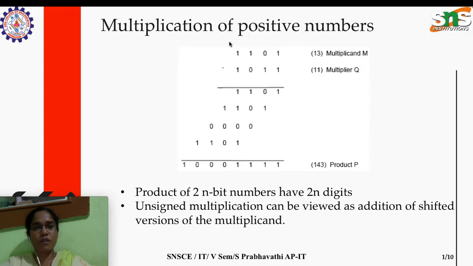Since we are doing multiplication for positive numbers alone in this topic, later on we will see how multiplication is carried out for signed numbers also. There is an algorithm to carry out multiplication of signed numbers, but today we are concentrating on multiplication of positive numbers. So this is the normal multiplication we usually do.